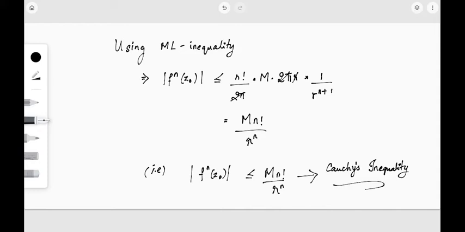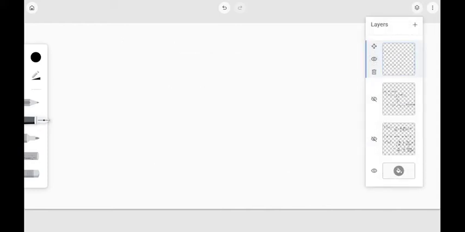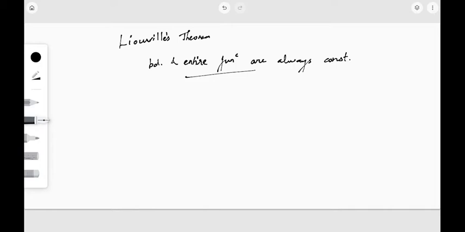Now we shall come back to our theorem, Liouville's theorem. What does this theorem state? This theorem states that every bounded and entire function is always constant. So this is what we have to prove now. Let's see how we can prove this.